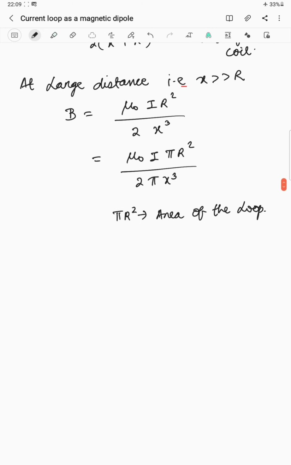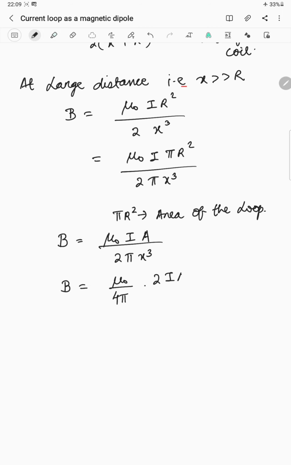So B will be equal to mu naught I A divided by 2 pi x cube, where A is the area of the loop. Again, let me multiply and divide by 2 here. So B will be equal to mu naught by 4 pi into 2 times I A divided by x cube. I am doing it intentionally just to have a comparison. Let me call it equation number 1.